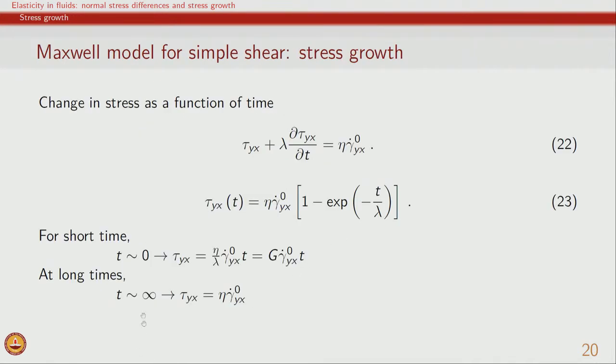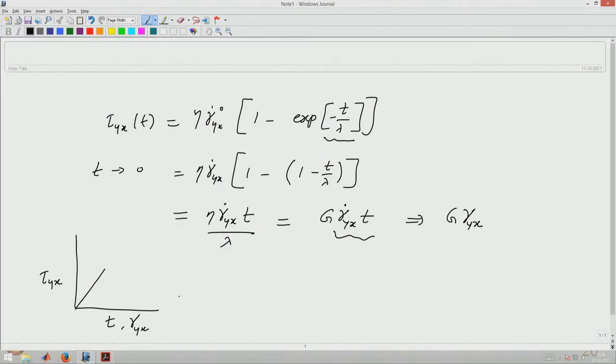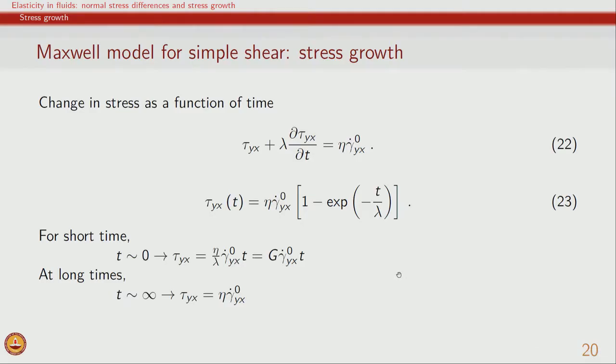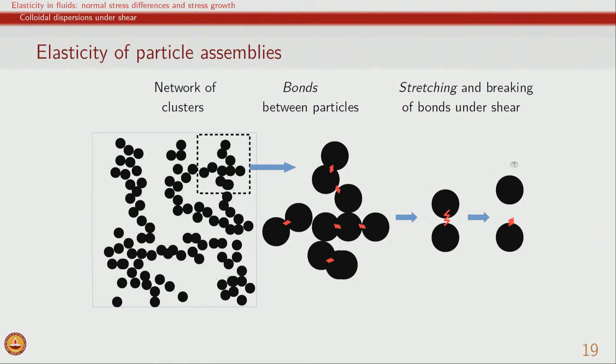Now, if you look at the other extreme, where the time is extremely large, the lifetime of a bond is defined by lambda, and since we are now looking at times which are very large, the exponential function will reduce to 0, and therefore tau yx as a function of time will reduce to eta times gamma dot yx. And so, this is a Newtonian fluid response, and in this case tau yx as a function of time will be just a constant value, because gamma dot yx is fixed. So, in this case the picturization of the colloidal system is in this state.